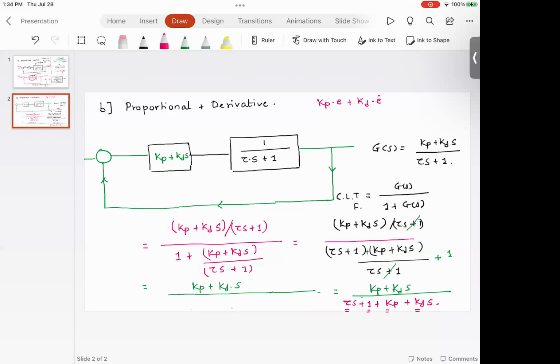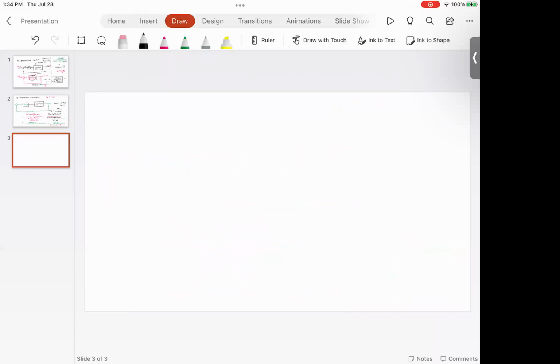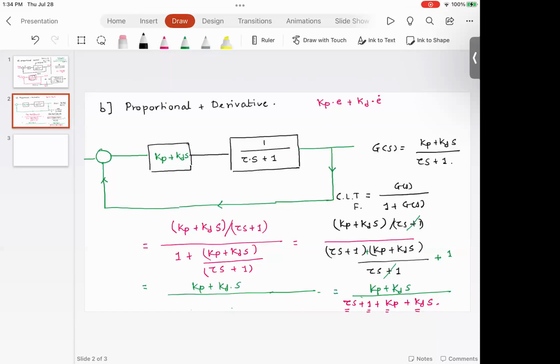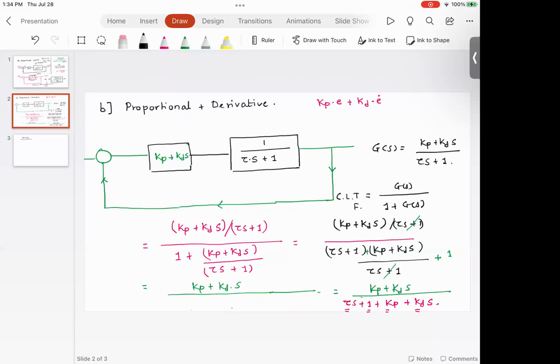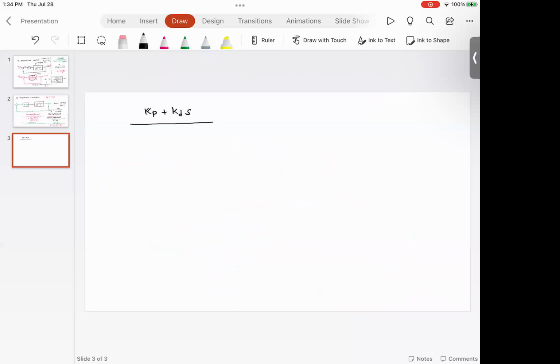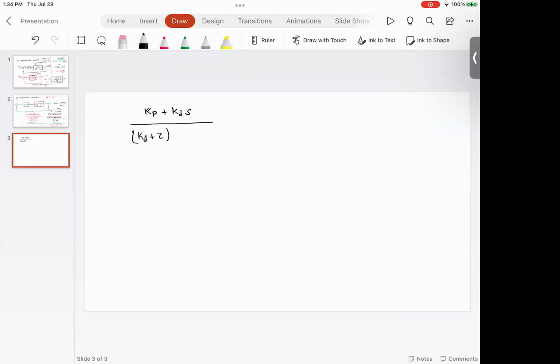So what's going to happen is now the system is going to look like Kp plus Kd s, and the denominator is going to look like Kd plus tau, and Kp plus 1. Are you with me so far?